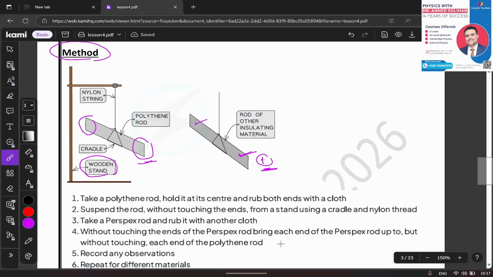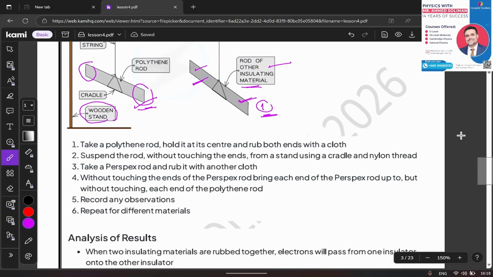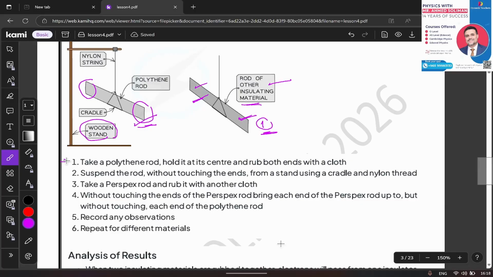If the object attracts or repels the insulating material, what does it mean? It means there is a repulsion or attraction force. It means this object is what? A charged object. If nothing happens, it means this is not a charged object. Neutral object. Okay, so again, this is step number 1.